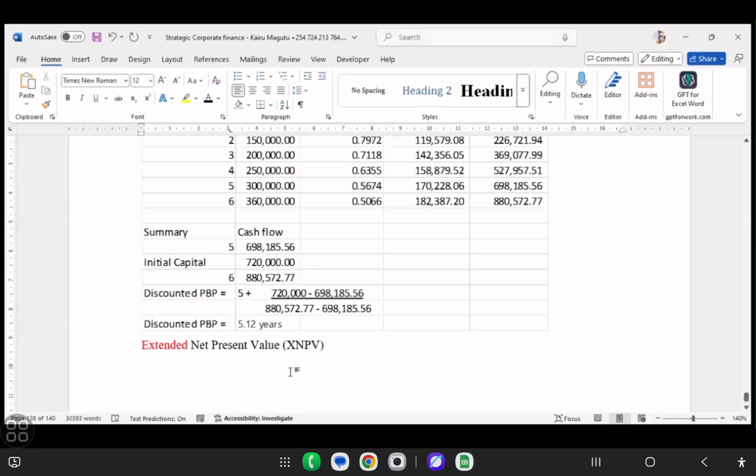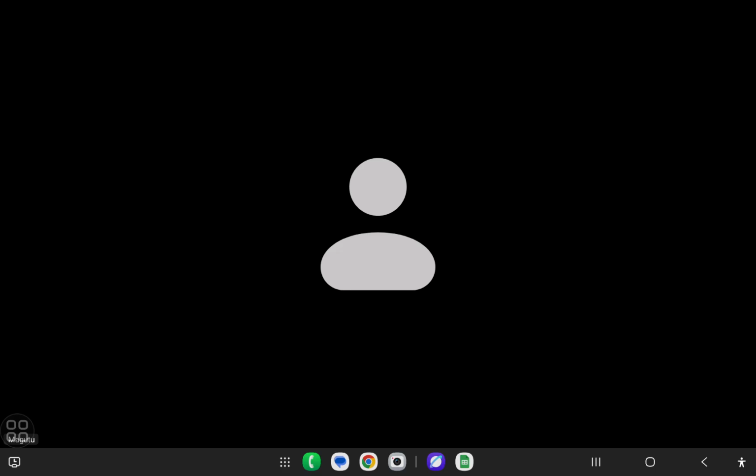I will show it in Excel because this one you may not be tested in an exam because of its complication in computing. But I want to show you because it is the best method of evaluating projects. I repeat, of all the methods, XNPV and XIRR are the most realistic methods of evaluating projects. And I will explain it.